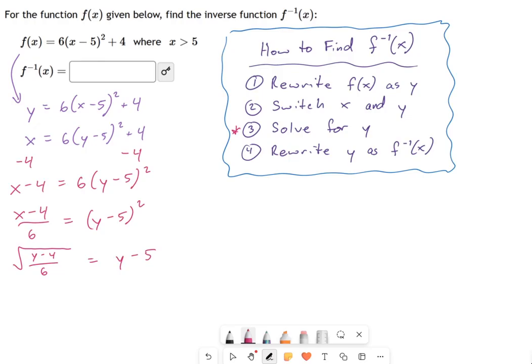Now, if you're sharp and on top of things, you might be saying to yourself, wait a minute, there's something about square roots. There's this plus or minus business. It's really annoying. I need to keep a plus or minus in here when I do that square root.